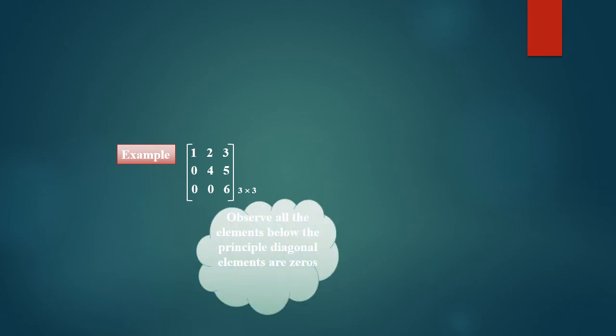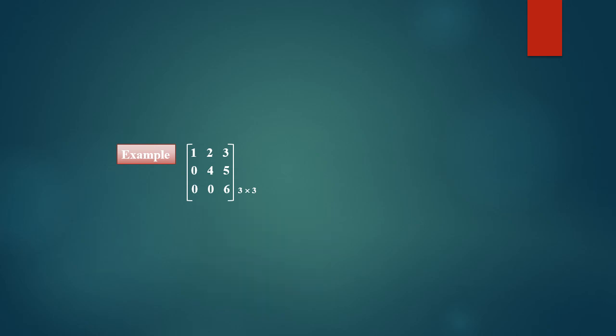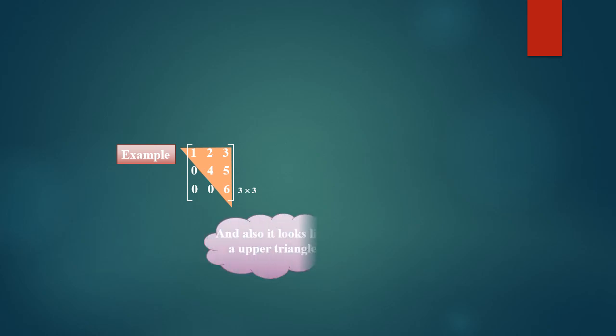Next, consider another matrix. Example, matrix 1 2 3, 0 4 5, 0 0 6. Observe that all the elements below the principal diagonal are zeros. So you can see the lower part of the matrix is zeros, and also it looks like an upper triangle.